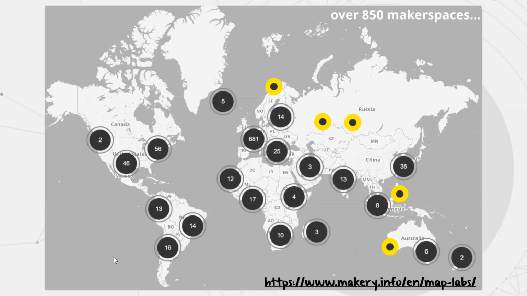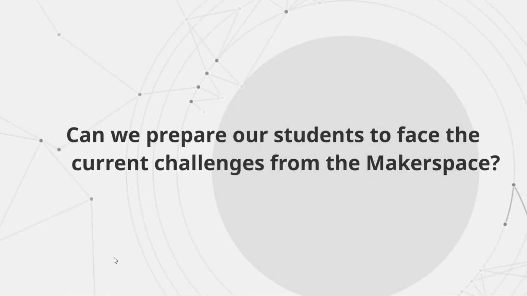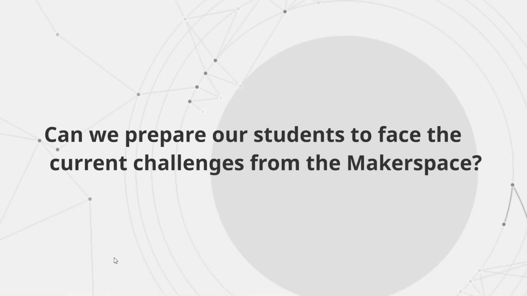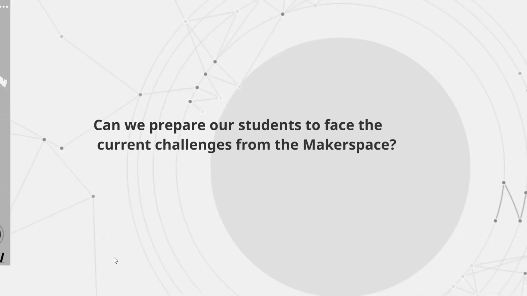And what has happened in the past years? Well, makerspaces have spread all over the world. Just in Mexico, we have around 210 spaces. Here you see 46, but we have 210 spaces in schools. In Europe, you have over 681 spaces. And what's happening in those spaces is that people are changing the way we learn and we approach technology. Can we prepare our students to face the current challenges from the makerspace?